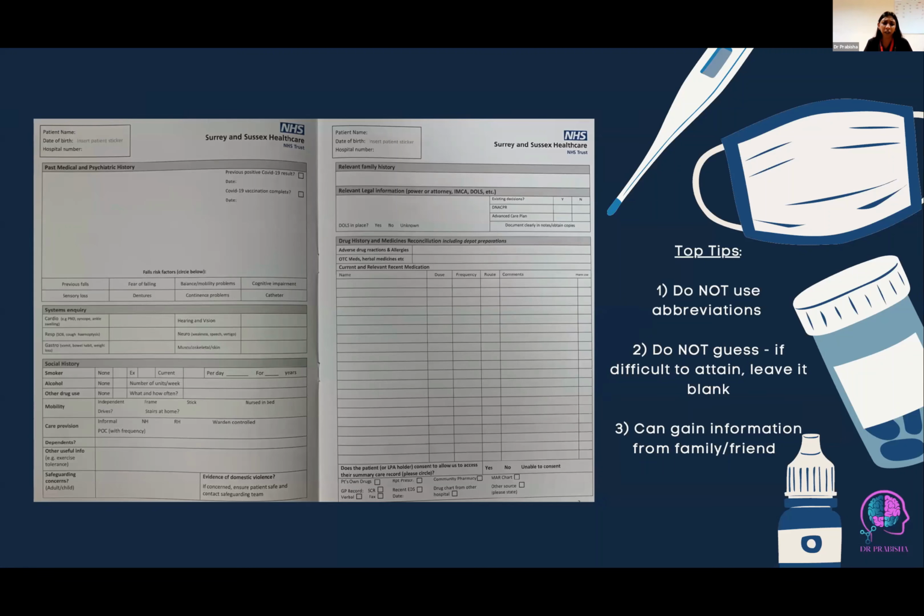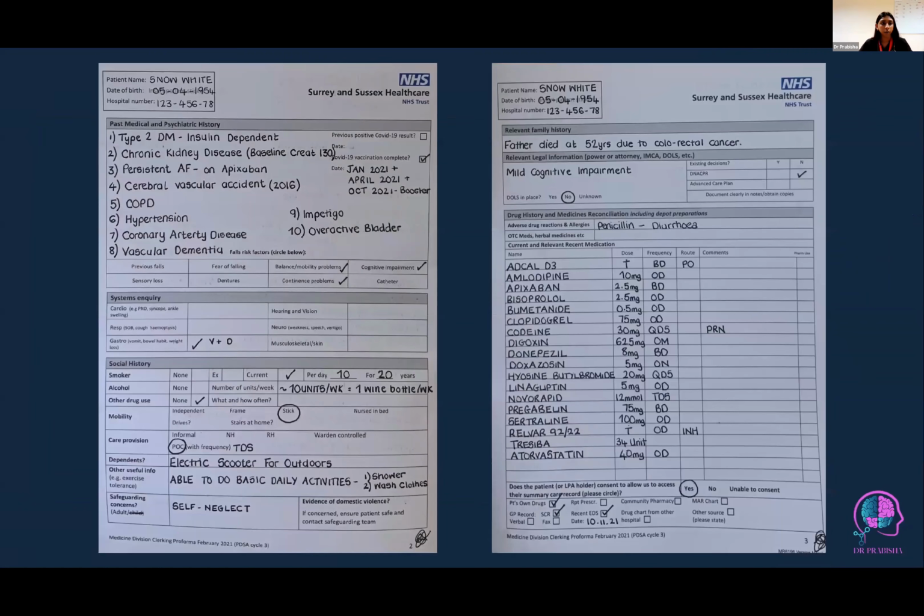So like I said, if the patient is drowsy or unconscious or not in a good state, just ask family and friends to fill out as much as you can. So this is what I got. I write it out in full, of course. So type 2 diabetes, she's on insulin, so that's really important. Are they insulin dependent or not?